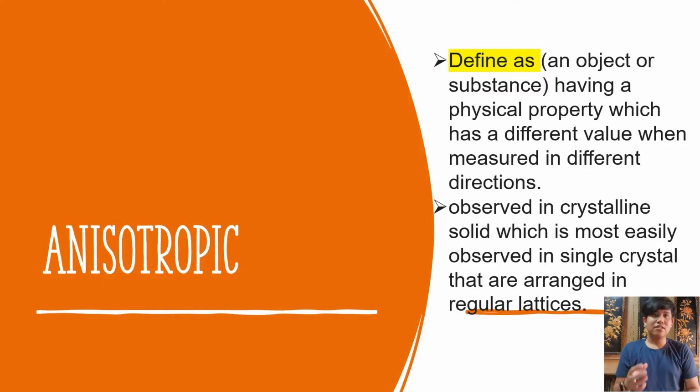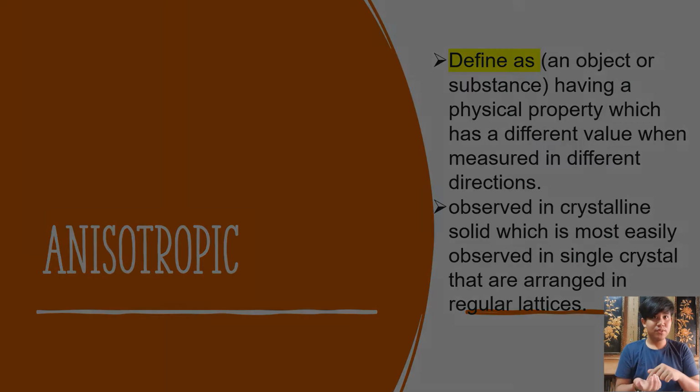Usually, crystal is anisotropic, meanwhile amorphous is isotropic. Anisotropy is defined as an object or substance having a physical property which has a different value when measured in different directions. Anisotropy can be observed in crystalline solids, and is most easily observed in a single crystal because the particles are arranged in a regular lattice. So today we'll be focusing on anisotropy in single crystals.